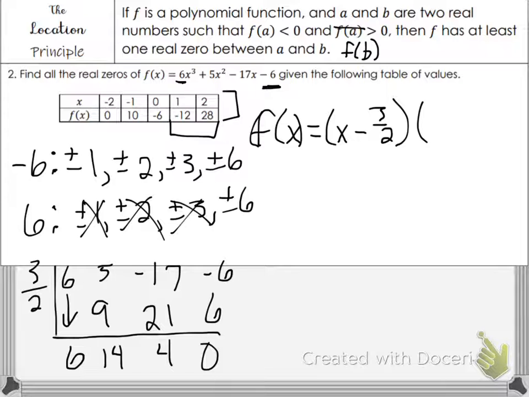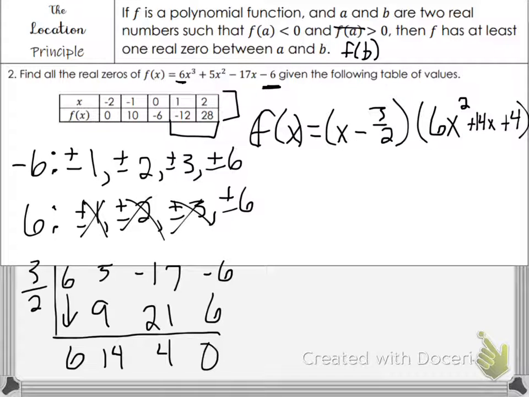What's my leading coefficient of this new polynomial? 6. x to the what power? What's 1 less than my original polynomial? 2, because my original polynomial, the degree is 3. What's the next term? 14, plus 14x. Plus 4. So everyone see where we got that from? We got those coefficients from my synthetic division.